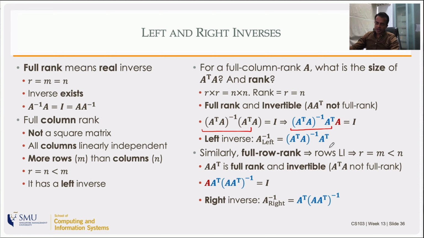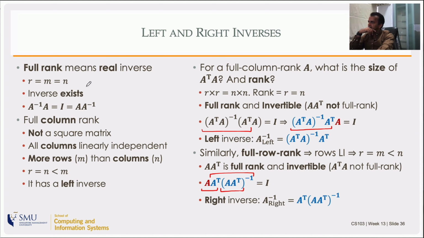And if you have full row rank, which is like the transpose case of a full column rank, then it has a right inverse. All the rows are linearly independent, and the rank is the number of linearly independent rows, which is m. A A transpose is going to have size m by m, and then you can say A A transpose times A A transpose inverse is equal to I. So this much, the green part, becomes the right inverse. That is just a recap of left and right inverse and the real full inverse also.